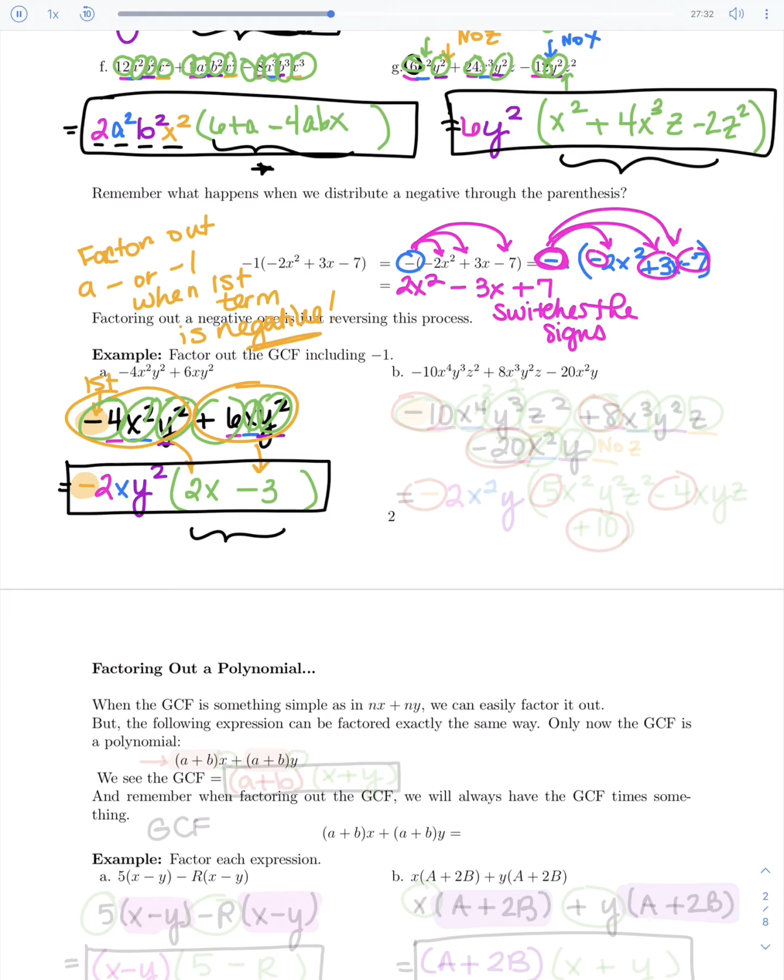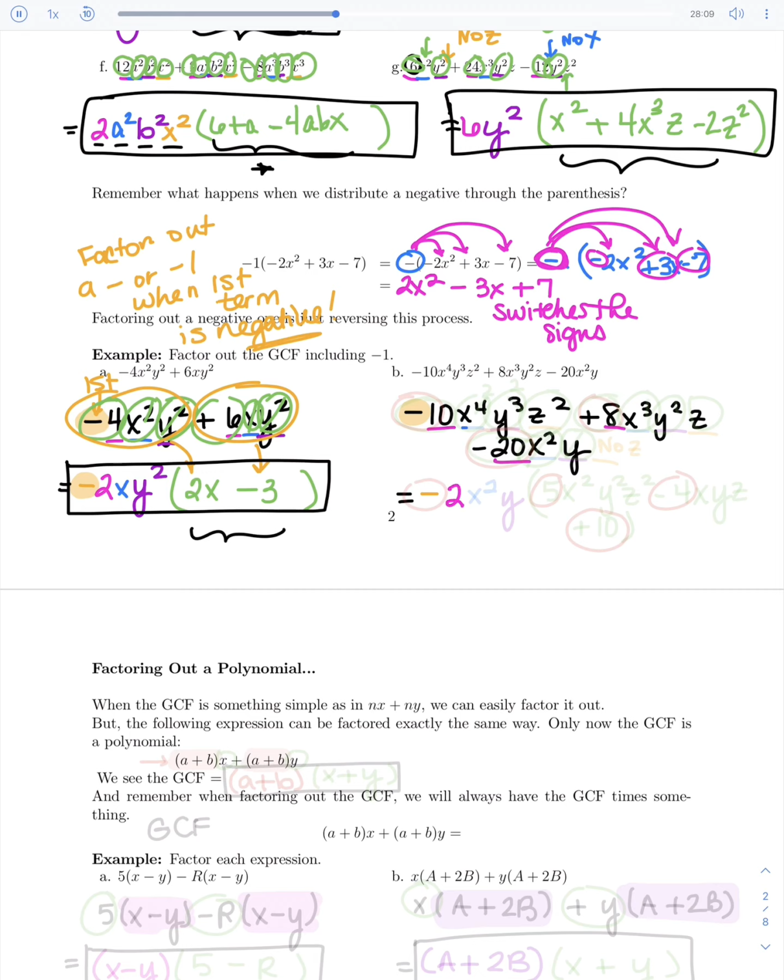Let's take a look at B. In B, we have -10x to the 4th y to the 3rd z squared plus 8x cubed y squared z minus 20x squared y. And let's start out with realizing that the first term has a negative, so our GCF, when we factor it out, will also have a negative. Then we need to look at all three leading coefficients, the 8, the 10, and the 20, which are all divisible by 2, so I can factor out a 2.